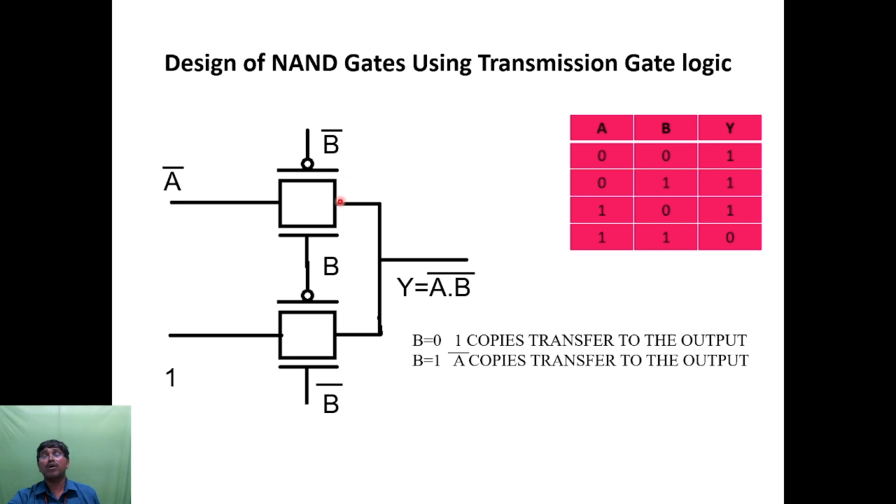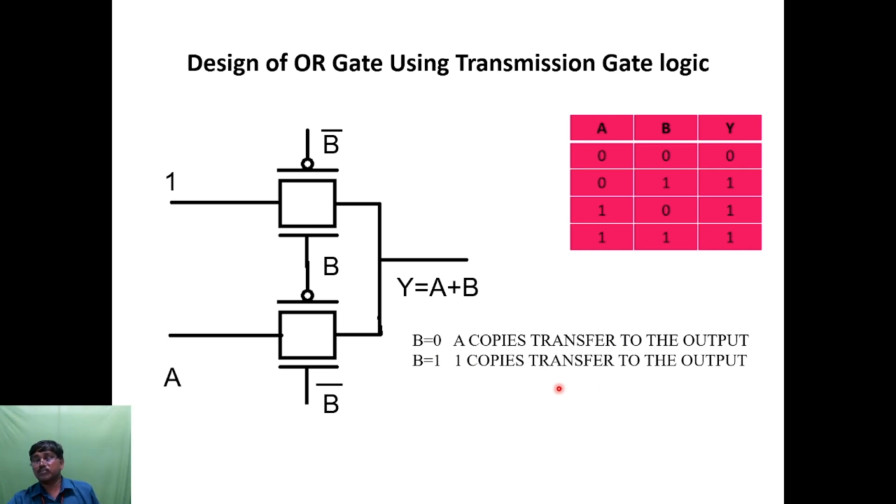Now B is equal to 1. What about this transmission gate being on, and this also on? So both will be simultaneously on. When both are simultaneously on, whatever the data input is will be transmitted simultaneously. Both the PMOS as well as the NMOS will be on, so definitely there is a voltage drop, a high voltage drop. So the output will be Y is equal to (A dot B) the whole bar. So this is the concept behind this NAND gate. When B is equal to 0, 1 copies and transfers to the output, and when B is equal to 1, A bar copies and transfers to the output.